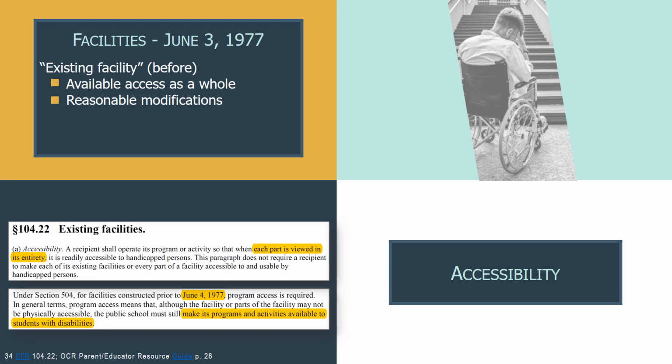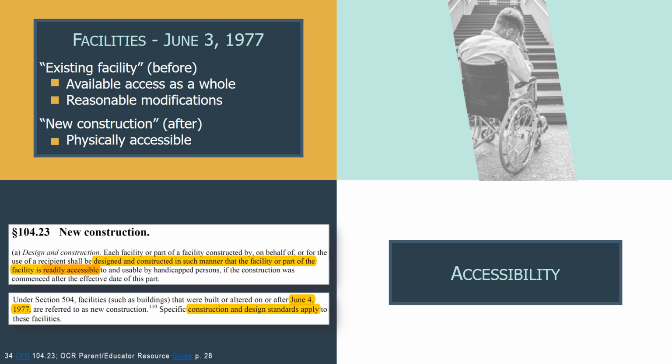The school system is not required to ensure that every area of an existing facility be accessible, but they must make sure that the programs and activities are available and possibly provide reasonable modifications. This could include relocating classes, installing specific equipment, assigning an aide, or removing round doorknobs to ensure access.